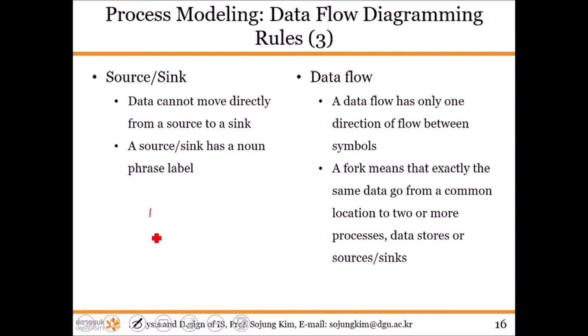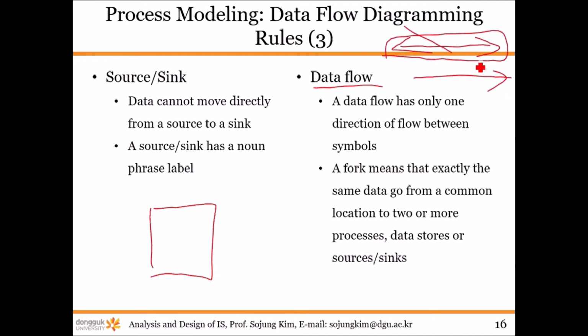Source, sink, right? Data cannot move directly from the source to the sink. And a source or sink has a noun phrase label. And then also data flow. A data flow has one direction of flow between symbols, so one direction. Do not use both directions.